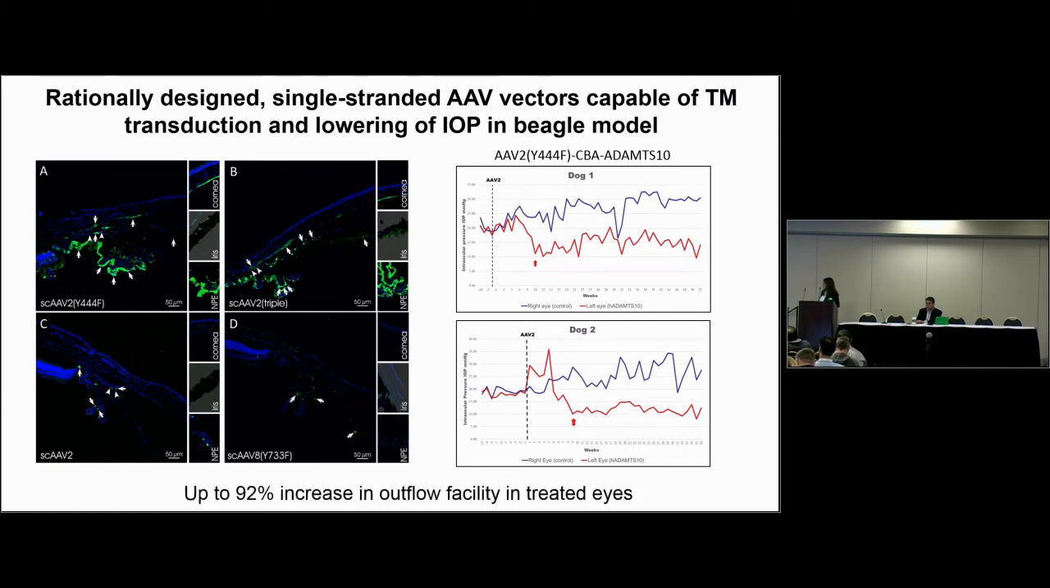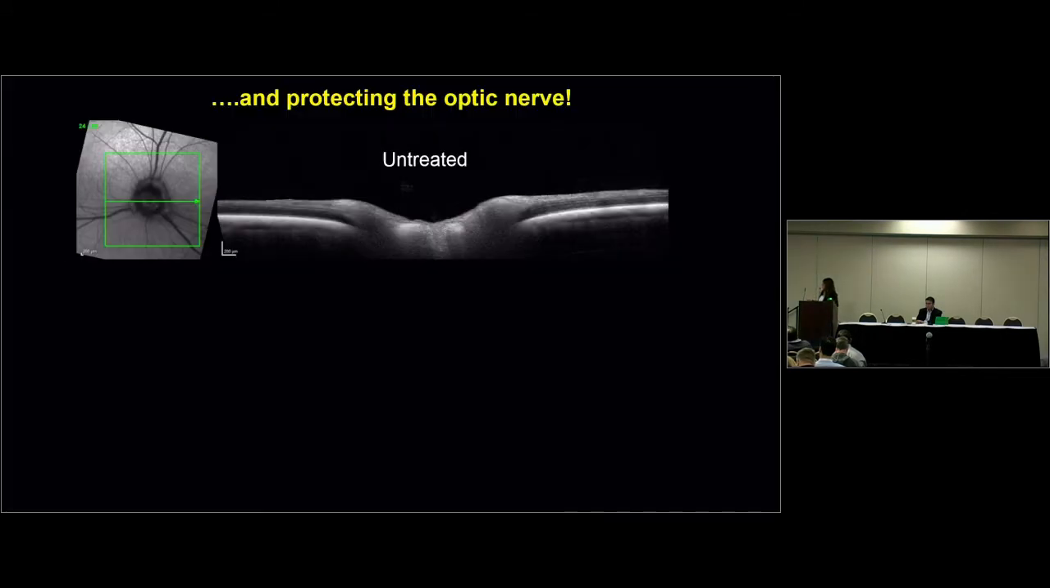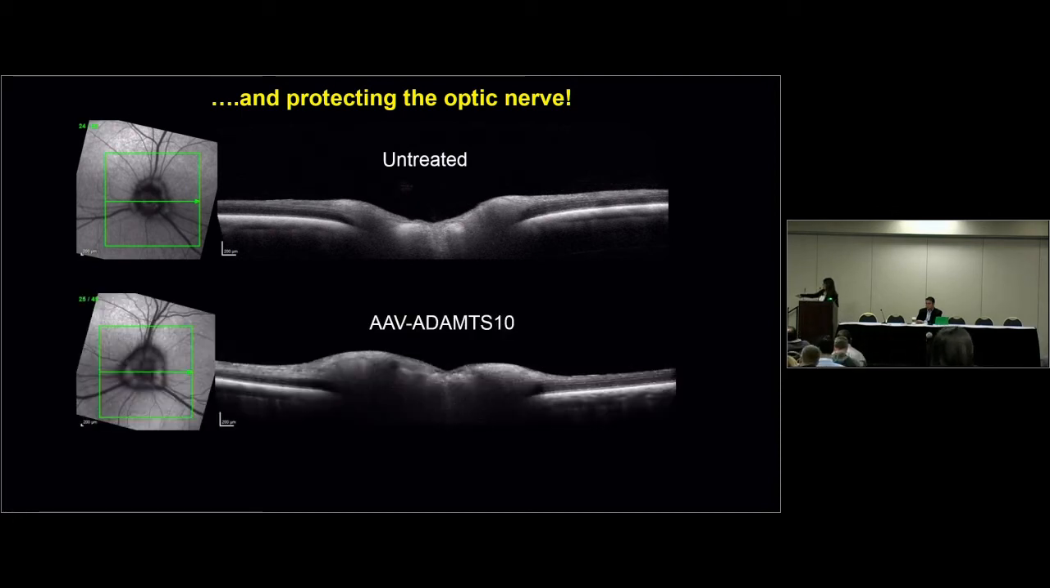And we also found up to a 92% increase in outflow facility in those treated eyes. And I got this data yesterday from my colleague, but this is just to show you that optic nerve cupping phenomenon that we talked about. This is an untreated eye, Adams TS10 dog eye, and you can see the optic nerve head is cupped. There's been ganglion cell loss in this eye clearly. But in the AAV treated eye, you can see that nice volcano structure that I referred to.